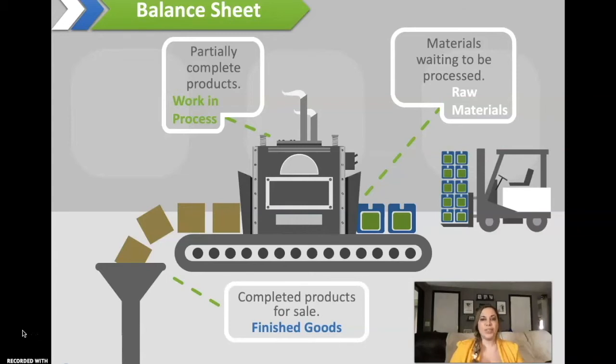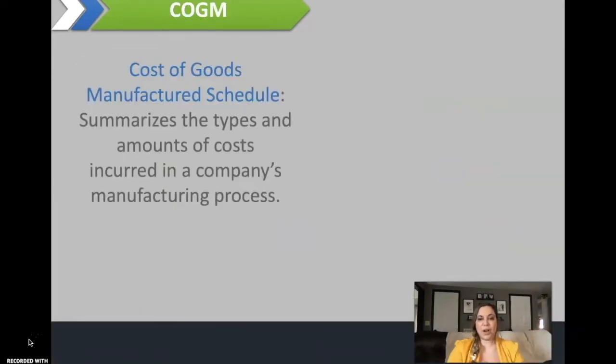Everything on the balance sheet would be the same. We still have our assets, our liabilities, and our equity section. The only difference is inventory in our assets section will be broken up between these three accounts: raw materials, WIP, and finished goods. Next, we'll talk about the cost of goods manufactured schedule.